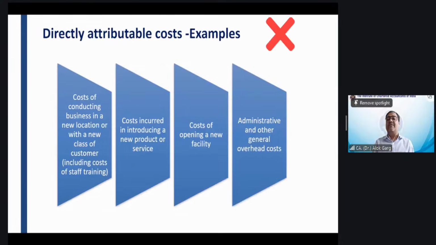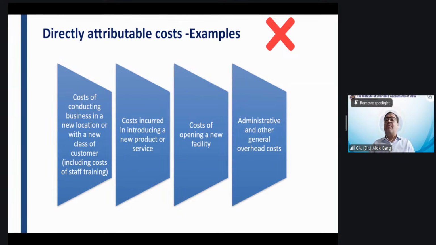Then administrative and general overhead cost, like your audit fee. So Manish is auditing a company, and the company is constructing a factory. So Manish is also looking at the capital work in progress, capitalization. He is also auditing. So whether the audit fee paid to Manish, whether a portion of the audit fee will be allocated to the cost of the factory also? Answer is no. So administrative and other general overhead cost will not be capitalized as a part of the cost of the asset.